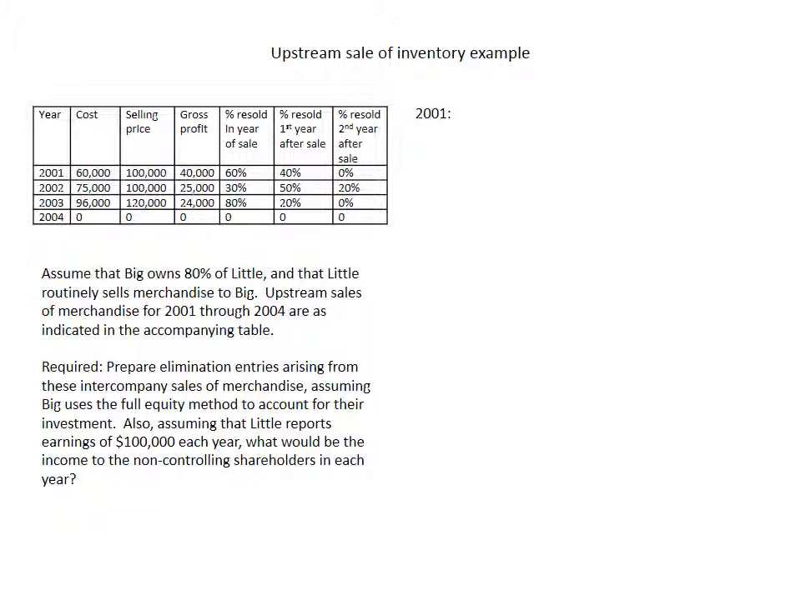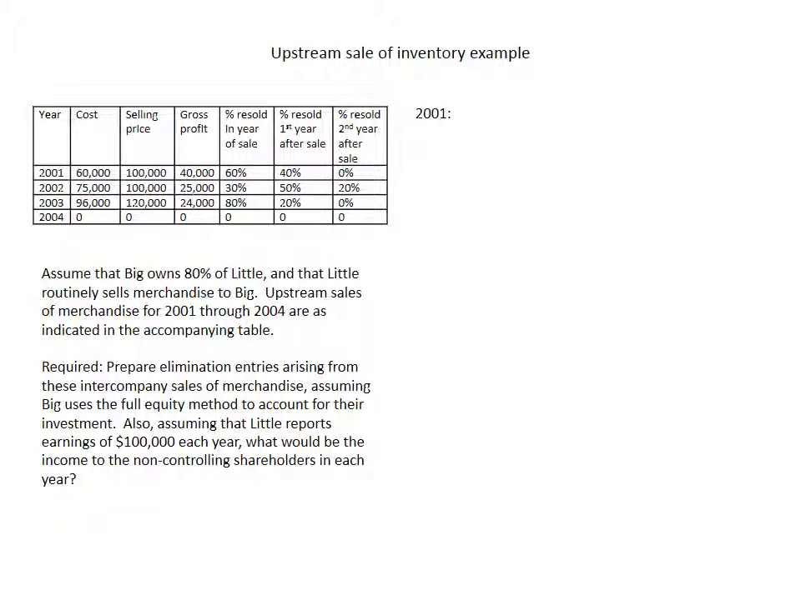Required. Let's prepare the elimination entries arising from these intercompany sales of merchandise, assuming that Big uses the full equity method to account for their investment. Also, assuming that Little reports earnings of $100,000 each year, what would be the income to the non-controlling shareholders in each year? These tables are always difficult to construct in a manner which is clear, concise, and unambiguous.